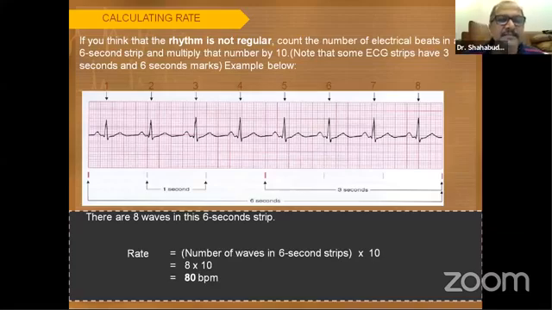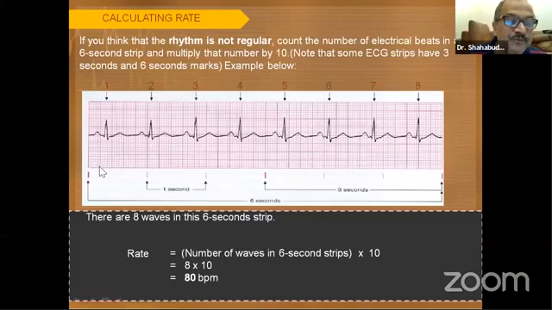But if the rhythm is not regular, they count the number of the electrical beats in 6 seconds and multiply by 10. That is, it's 6 seconds you will have to calculate. If you look at the lower part of this, there is a small scale here. If we calculate here, this small box is 0.04 second, and this big box is 0.2 seconds or 200 milliseconds.